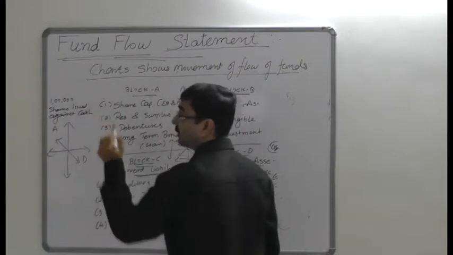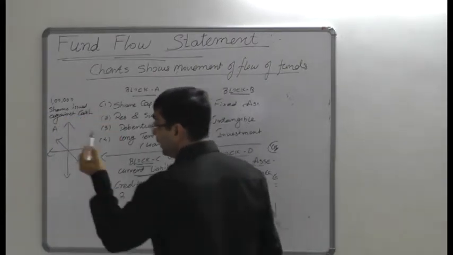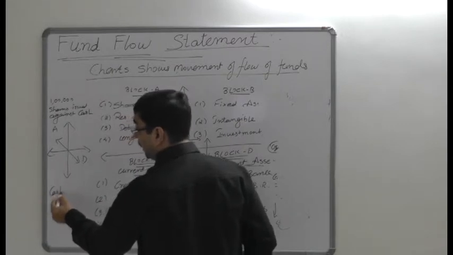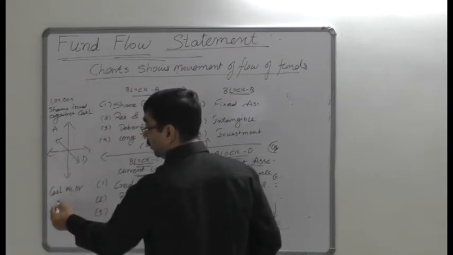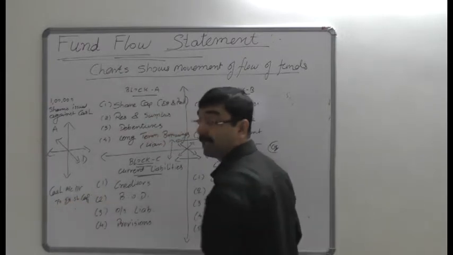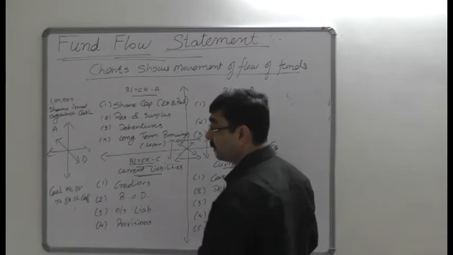So does the cash balance come into the business or not? See here, shares issued. So the journal entry is what? Cash comes in, cash account debit to equity share capital account. Now we need to identify whether it affects the fund flow or not.